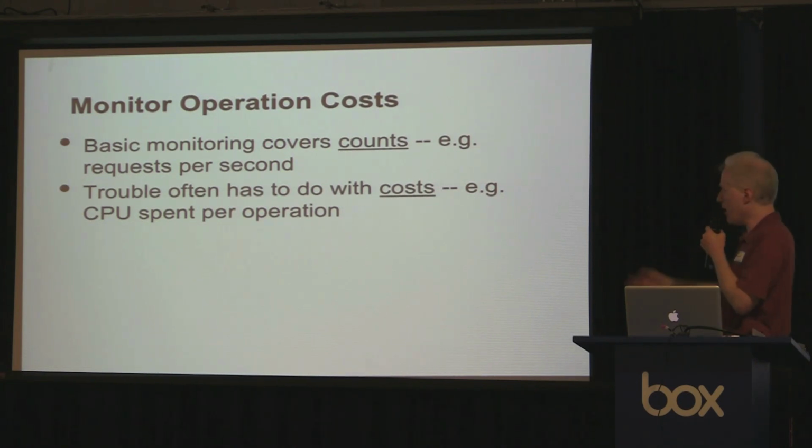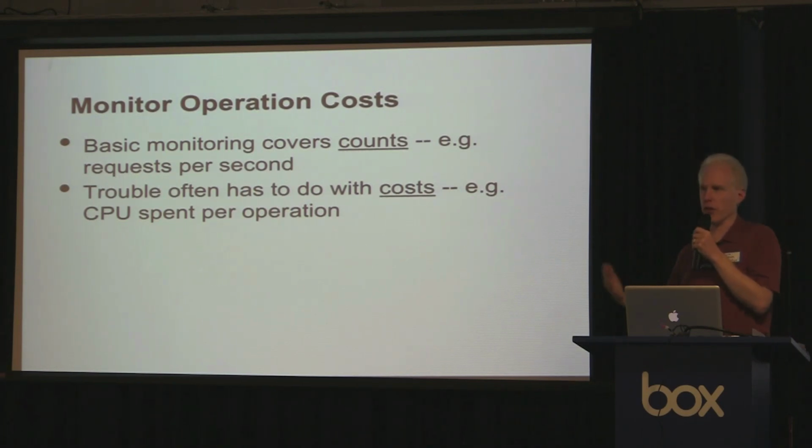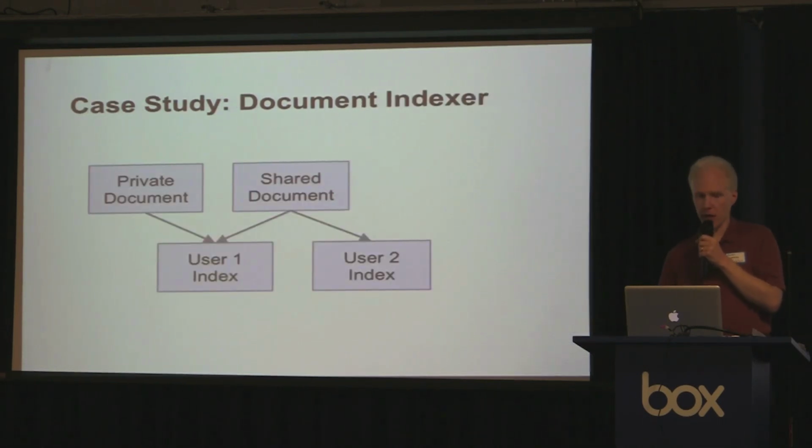So we tend to monitor counts of things. How many times does this happen? But we often don't monitor how much each of those things cost, how much CPU or bandwidth or other metric it consumed. So here's another case study.